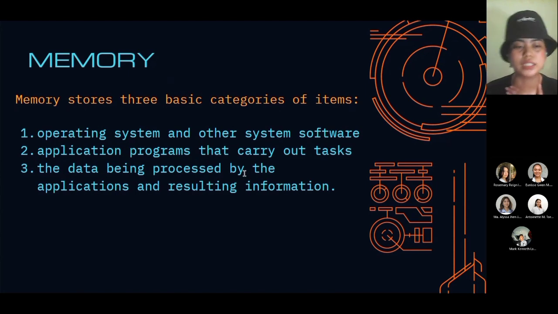The memory stores three basic categories of items. The first one is the operating system and other system software that controls or maintains the computer and its devices. Second is the application programs that carry out a specific task, such as word processing. And the third is the data processed by the application programs and the resulting information. This role of the memory to store both data and programs is known as the stored program concept.